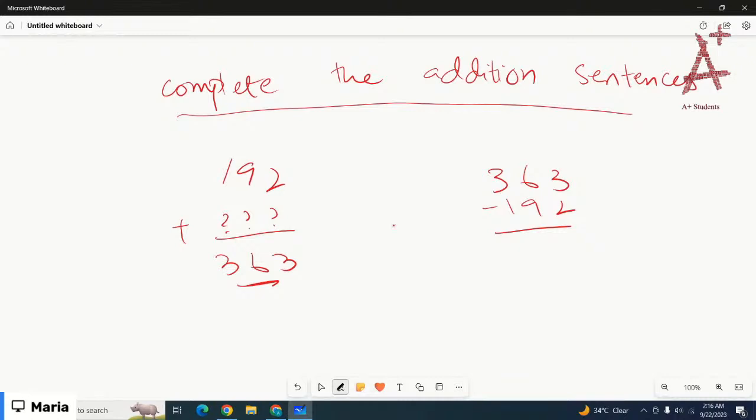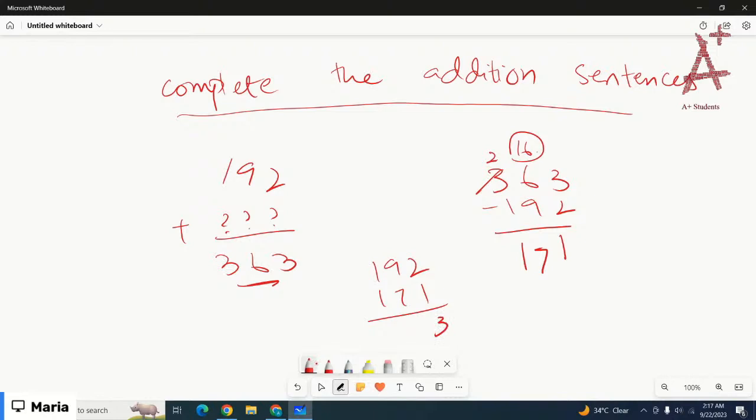That would be 3 minus 2 is 1. 6 take away 9. You cannot subtract 9 from 6. You have to borrow 1, right? So you borrowed 1. It makes 16 here. 16 take away 9 is 7 and 2 minus 1 is 1. That means the missing number is 171. Let's just see if we add 171 to 192, what number it makes. 2 and 1, 3. 9 and 7, 16, carry 1. 1, 2 and 3. So that means we are right. The answer is 171. Very good, right? So the missing number is 171.